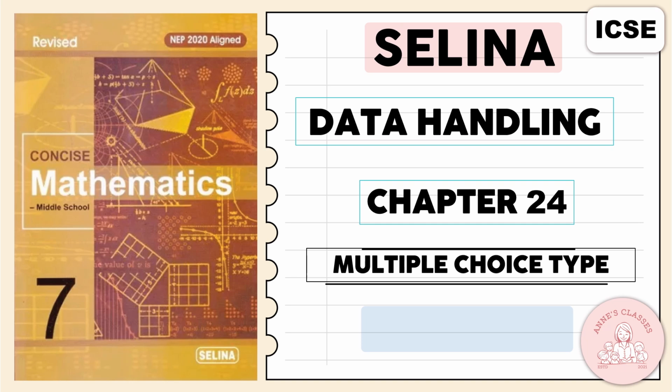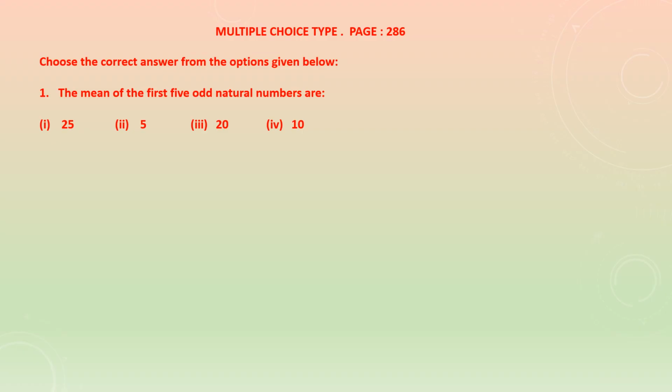Let's do data handling, chapter 24, the multiple choice type. Page number 286, choose the correct answer from the options given below. The mean of the first 5 odd natural numbers is. What is the mean of the first 5 odd natural numbers?